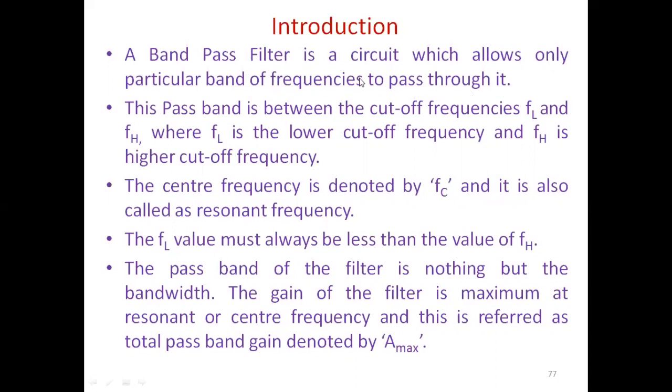Generally, a filter has two bands of frequency. One is called the pass band, another one is called the stop band. A band pass filter will pass all the frequencies between FL and FH, where FL is the lower cutoff frequency and FH is the higher cutoff frequency. The center frequency is indicated by FC, which is also called the resonant frequency. We have to note that the FL value is always less than FH. The gain of the filter will be maximum at the resonant frequency or center frequency, which is given by A maximum.